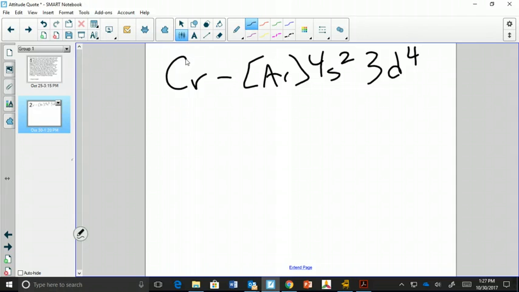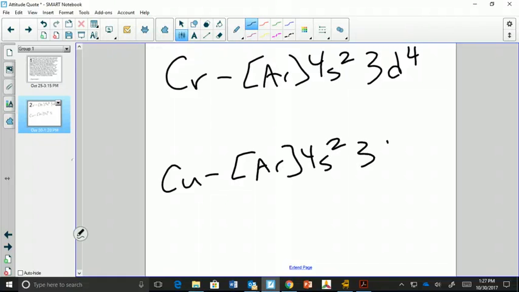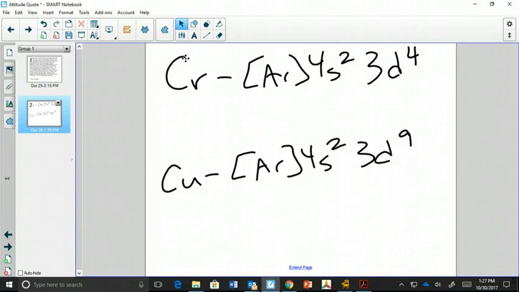We cool with that? Or if we were doing copper, which is in that same period, number 29, it would be, again, argon 4s2 3d9. Are you with me? But what we find when we actually do the experiments is that that's not correct. Even though it follows the pattern we taught you, it's not actually correct.